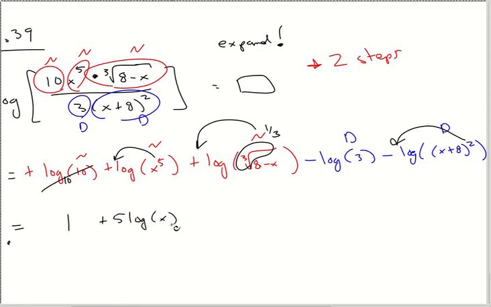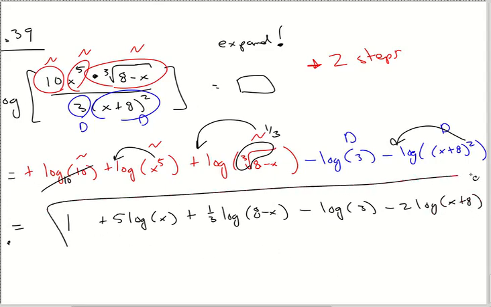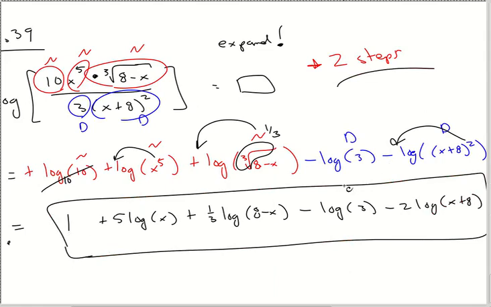5 log x, 1/3 log of the 8 minus x. There's nothing to do here, just log 3. Nothing else to do there. And then we've got our x plus 8. We are done. We did that whole huge problem in 2 steps. That's it. So we've got to use good strategy, good methods, and don't follow the book.